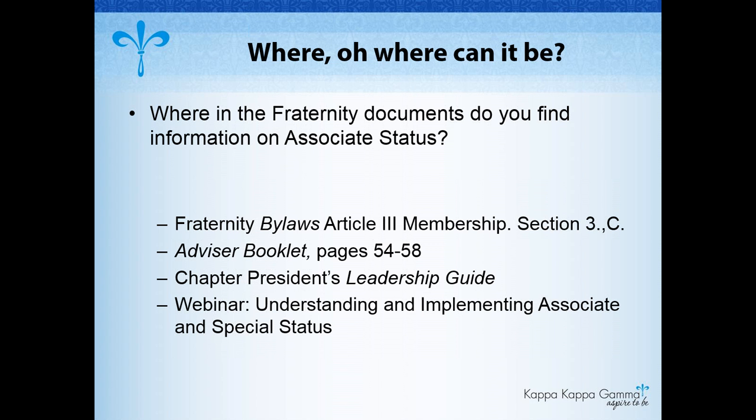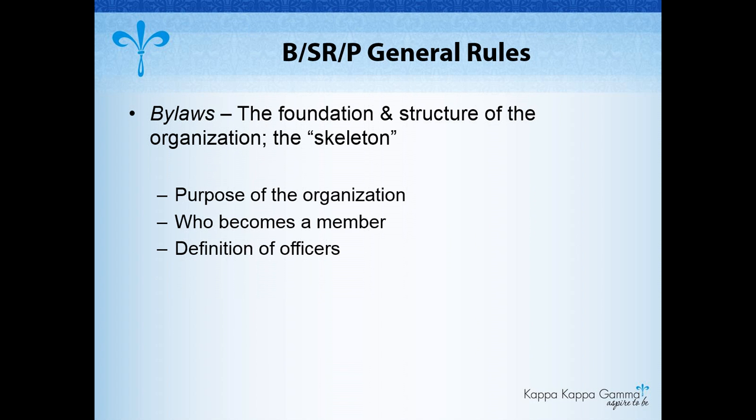Awesome. You guys hit most of these right on the head. I'm super impressed. So bylaws, Article 3 membership, Section 3C, which is also in the advisor booklet, and under the chapter president's leadership guide. You can also view the CAPA webinar, Understanding and Implementing Associate and Special Status, for more information. And I highly recommend you take a look at that webinar. There are so many details and so much information in there, as well as the Q&A section at the end where we work through a whole bunch of details.